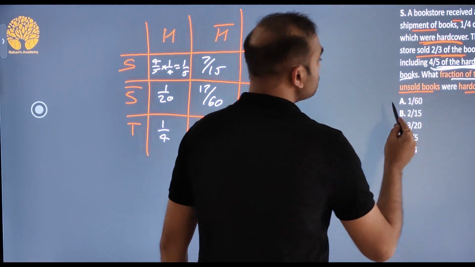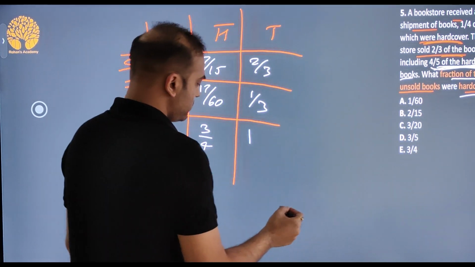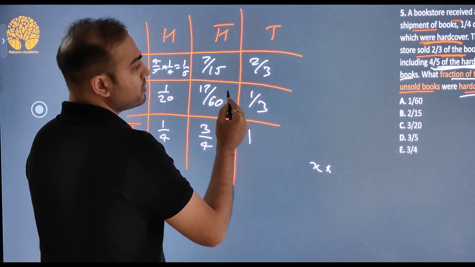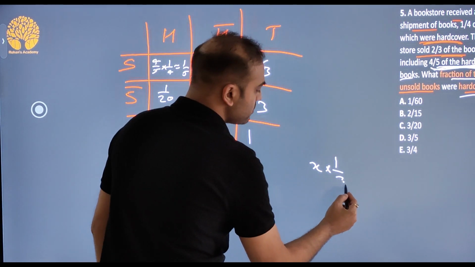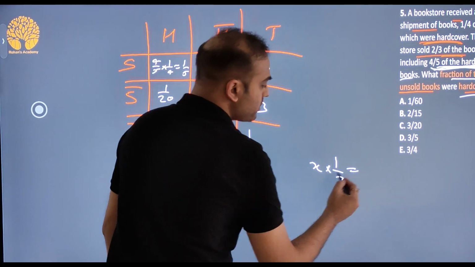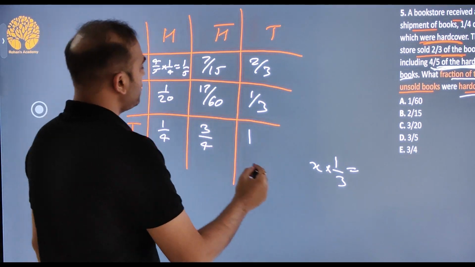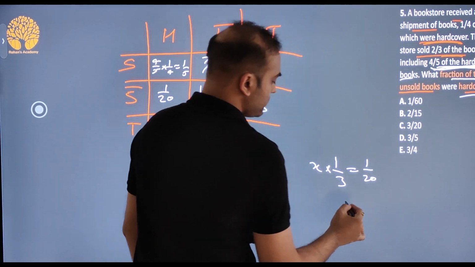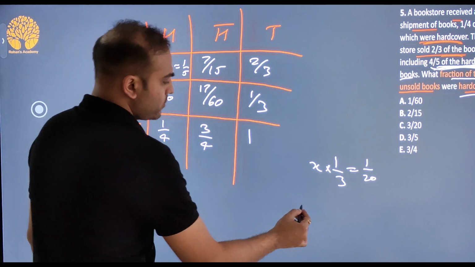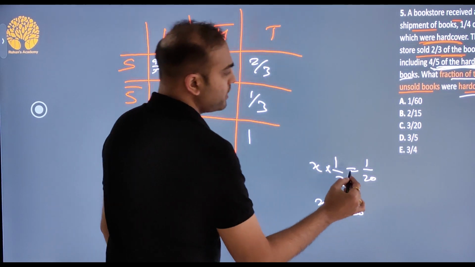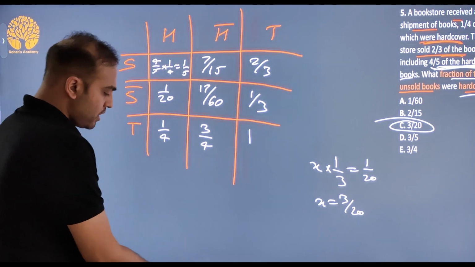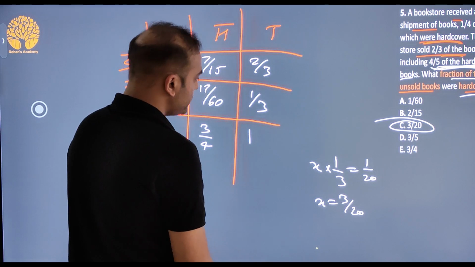What fraction of unsold books were hardcover? Again, what does 'of' mean? Fraction of unsold books. What are the unsold books? 1/3. So what fraction of unsold books were hardcover? Hardcover are 1/20. So x is 3/20.